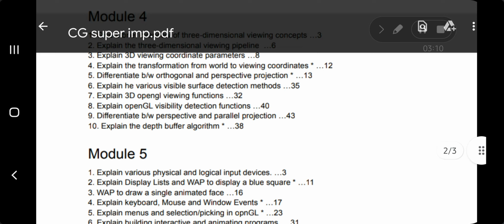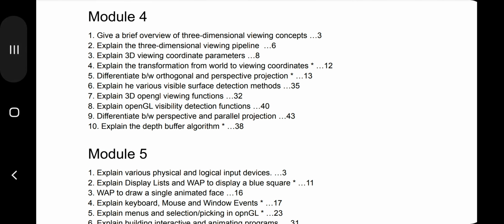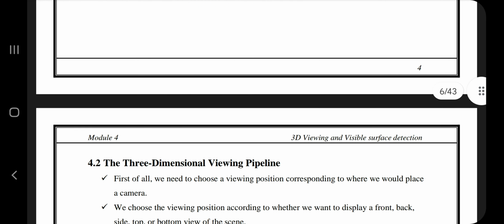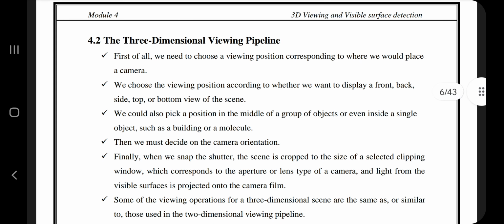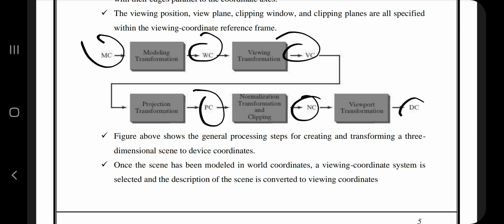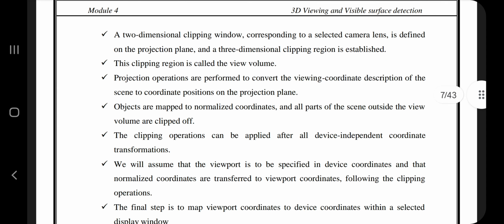After that we have the 3-dimensional viewing pipeline. This is an important question. In the 3-dimensional viewing pipeline, as I told you in module 1 as well as in module 2, the same thing is being discussed here also. What you have to do is transform from the modeling coordinate to world coordinate to viewing coordinate, projection coordinate, normalized coordinate, and device coordinate. As I have discussed in depth in module 1 as well as 2, I am not discussing that here. So let's move on to the next one.